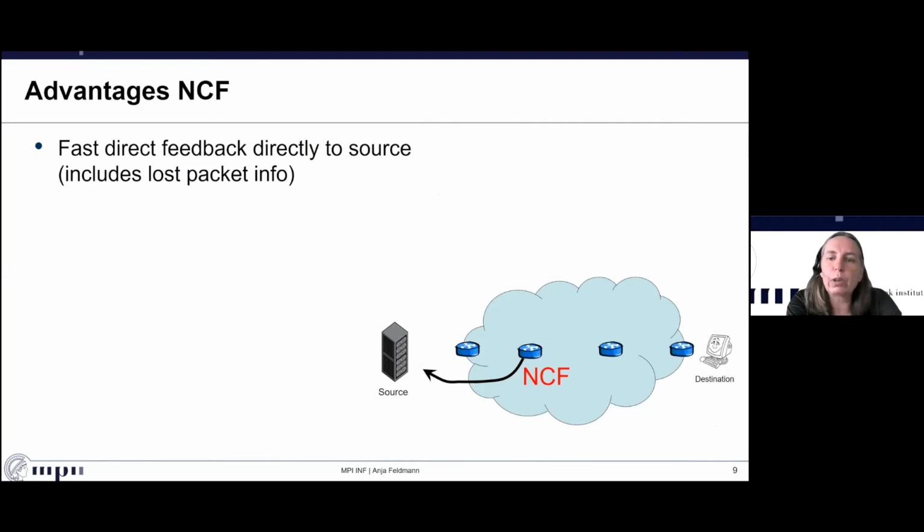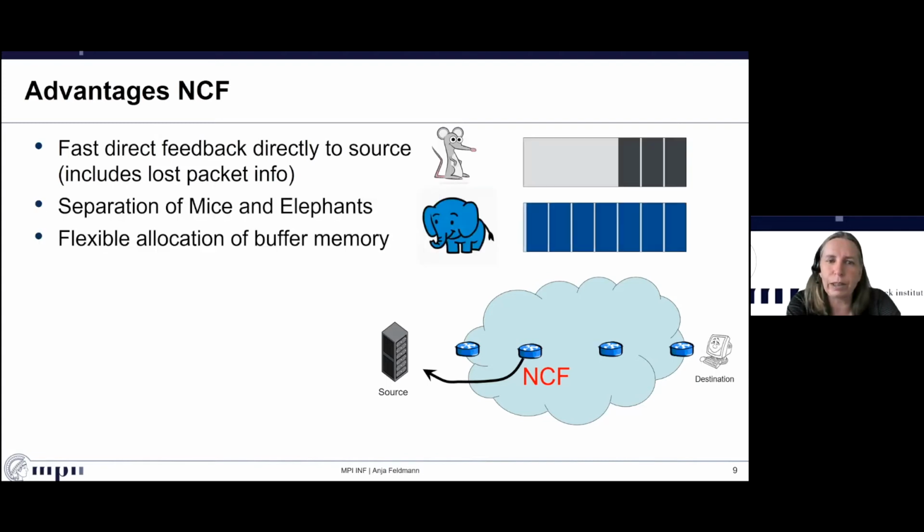Well, you may want to do it only for part of the network, the part that you actually trust. Or you might want to say, wait a moment, I can actually infer if the packet was lost in the end. I don't have to necessarily trust this. And if I identify elements in the network that are cheating, I can actually ignore the NCF signals at the source. We can do separation of mice and elephants. And indeed, we could do very flexible allocation of buffer memory between the elephants and the mice.